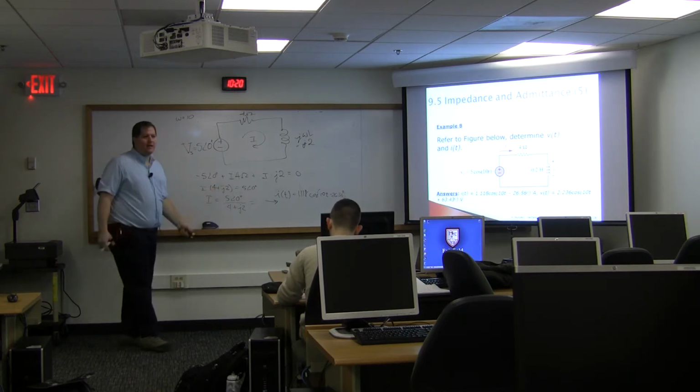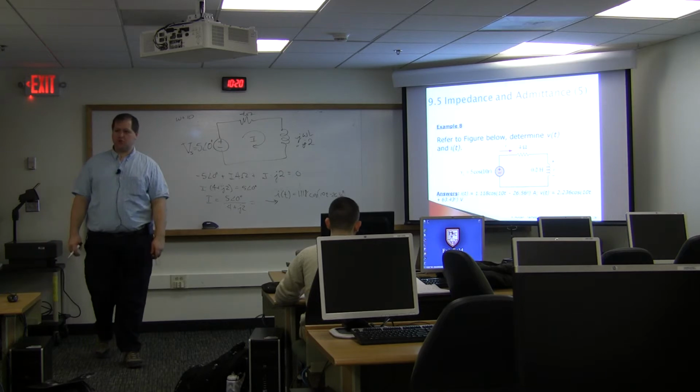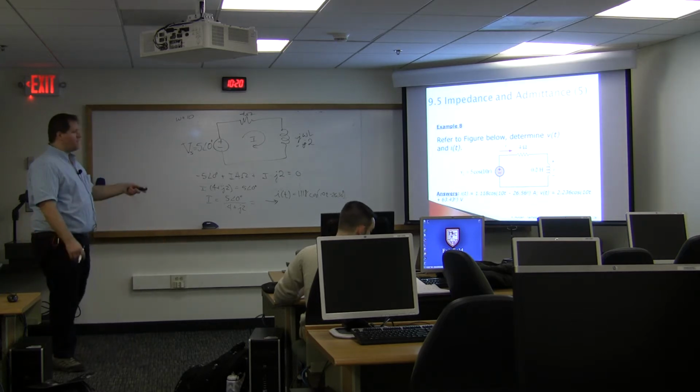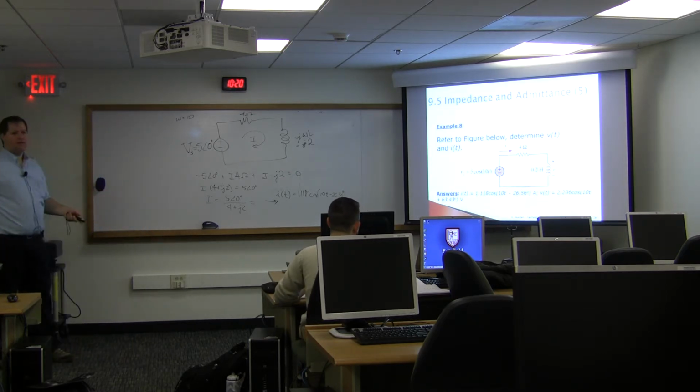But once I know I, can I find V? Sure, right? But I want V on the inductor. So again, the voltage on the inductor is L di/dt, right? But we don't want to do that. We don't want to do derivatives. Yuck, right? Why do that? I have a perfectly good phasor form of I right here.